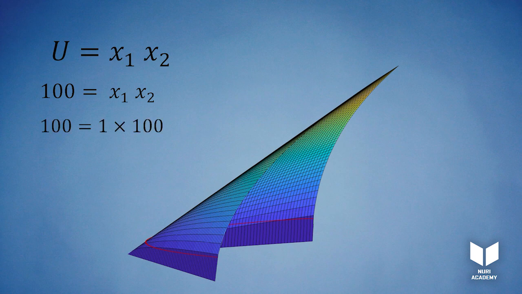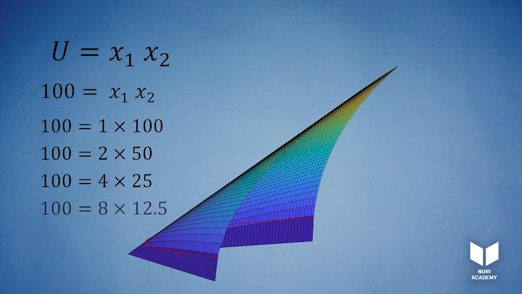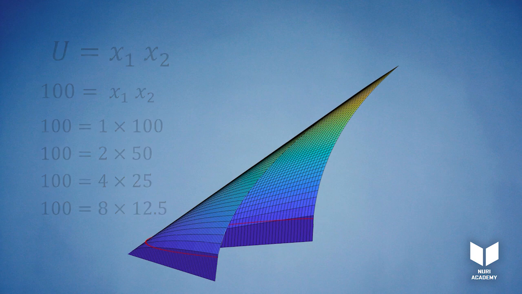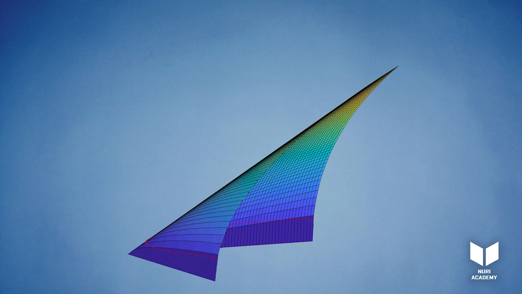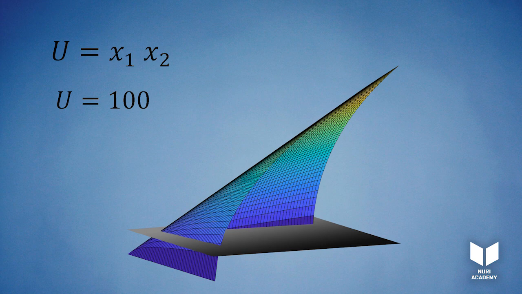1 unit of x1 and 100 units of x2 raise this consumer's utility to 100. So do 2 units of x1 and 50 units of x2, or 4 x1 and 25 x2, or 8 x1 and 12.5 x2. All these consumption bundles lie in the same indifference curve. Geometrically, these points are the intersection of the surface u = x1 x2 and the plane u = 100.